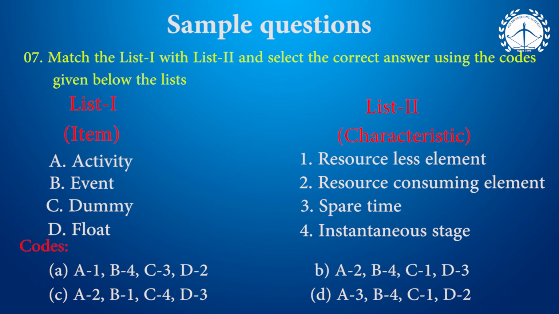Dummy activity, just now we have discussed, dotted line is going to be dummy activity which consumes 0 resources. Float, it is some delay period. When we match this, I think you can observe clearly the exact matching. Activity, resource consuming, and event is going to be state or stage. So with this, what is the answer for this question? B is the right answer.